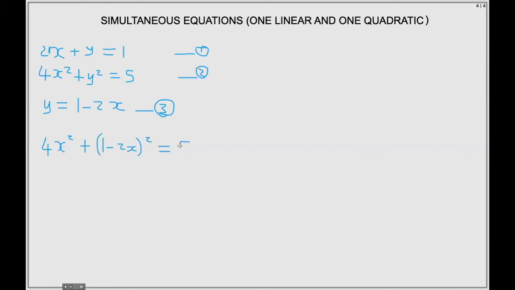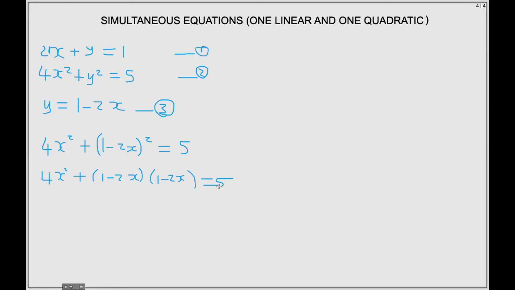Equal 5. Now we're going to expand the (1 minus 2x) all squared. Remember, when we have all squared, it means we repeat the bracket twice. So we have 1 minus 2x multiplied by 1 minus 2x. So we're expanding the bracket, and again, I have a video on how to expand in more detail. So please view that video.